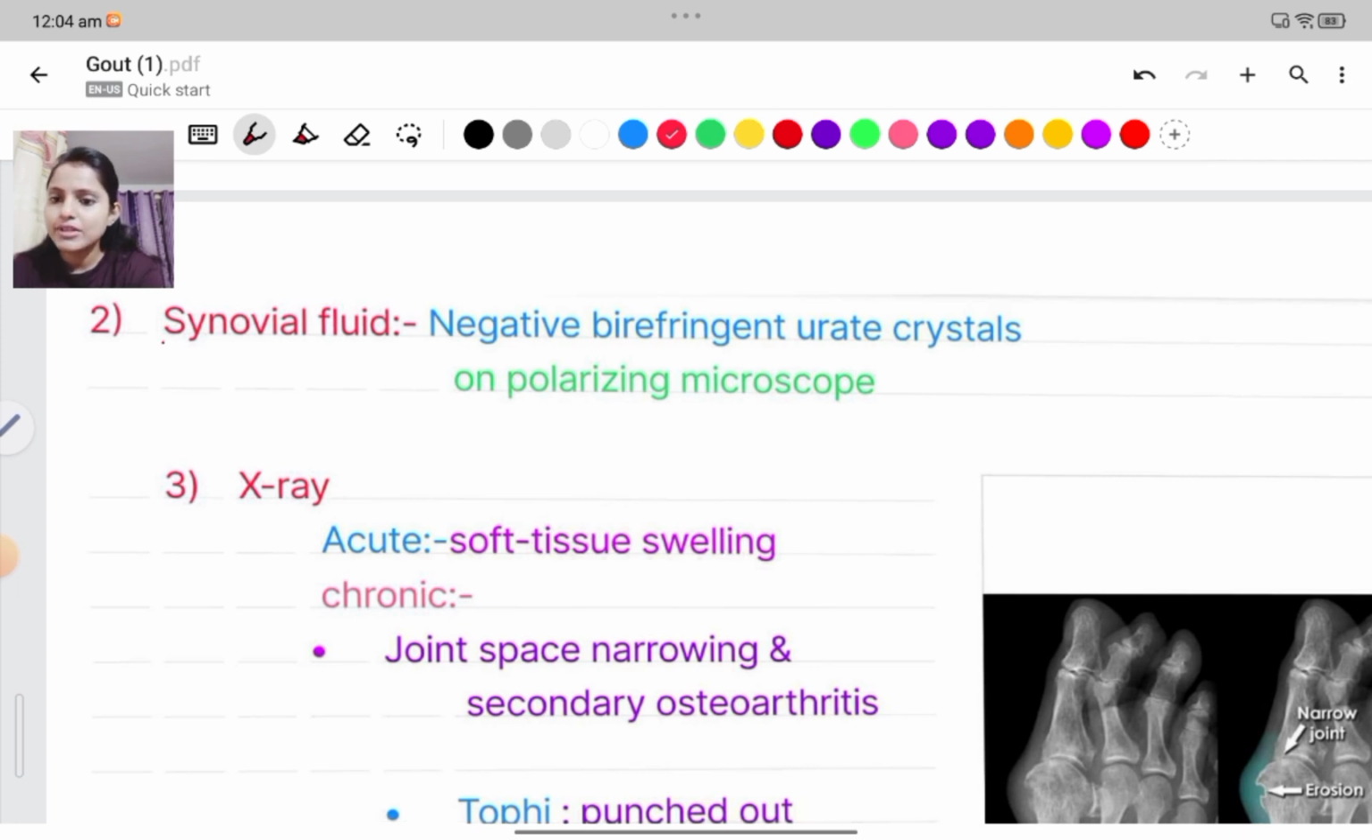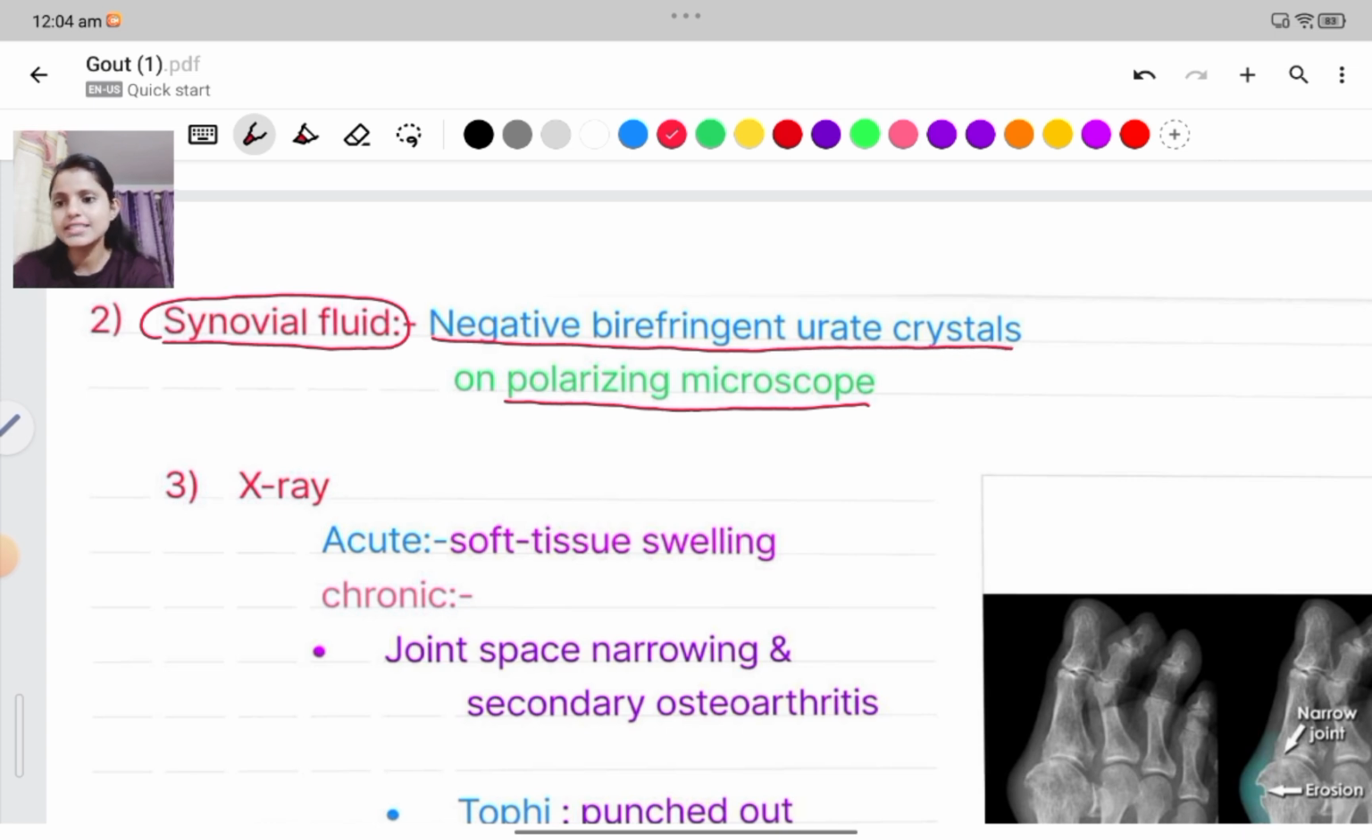After taking a sample of the synovial fluid and viewing it under polarized microscopy, it will move towards the left, which is due to the negatively birefringent urate crystal, which is needle shaped.